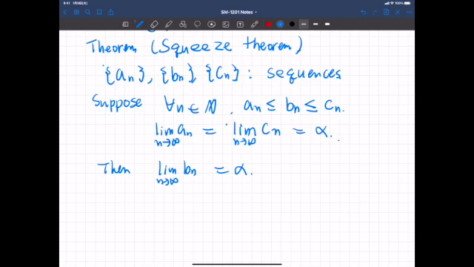Okay, so this is a very useful theorem because suppose we want to find the limit of some sequence b_n, but it may be a little bit difficult to calculate the limit directly. But if we can come up with some other sequences like a_n and c_n, which are known to converge to the same value, and which squeeze b_n from below and above, then we can know that the limit of b_n is also alpha. Okay, so let's prove it.